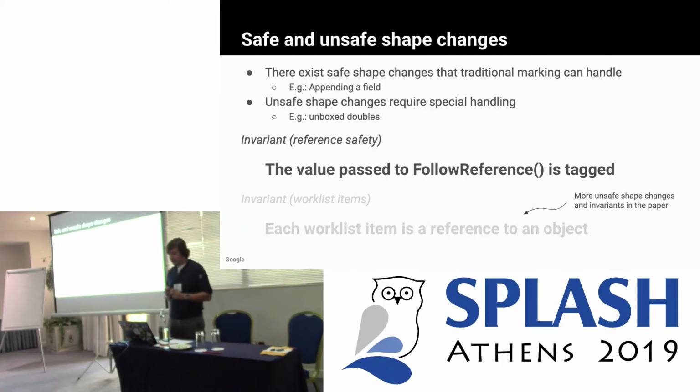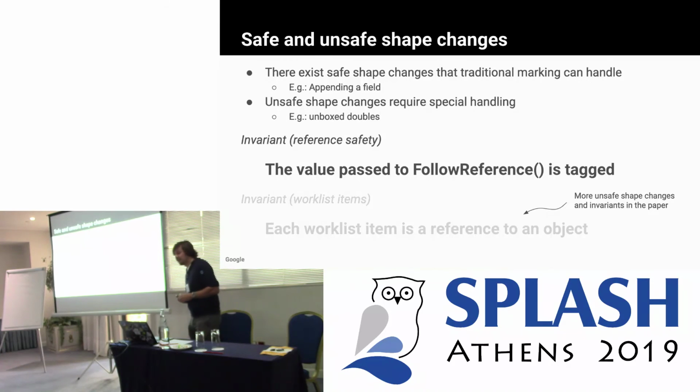And then we have to distinguish now. There exist safe shape changes and unsafe shape changes. Safe shape changes we can actually handle with traditional marking. For example, the algorithms I showed you are able to handle appending a field, even in a dynamic object. Because the GC will either see the old version of a class where the field is not there and the write barrier will handle the case, or it will see the new version of the class where the reference is there and it will see it through that reference.